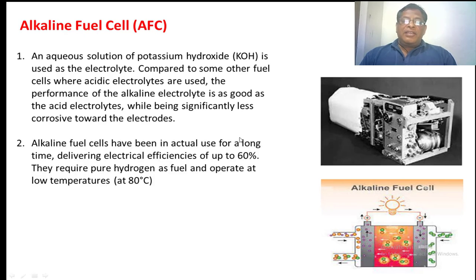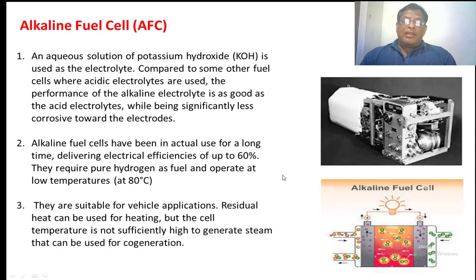Alkaline fuel cell has a high efficiency of up to 60%. It requires pure hydrogen gas as a fuel. It operates at a temperature of 80 degrees. They are suitable for vehicle application. Whatever heat is generated in an alkaline fuel cell, that also we can use for heating purposes. This temperature is not sufficient to use for the cogeneration process.